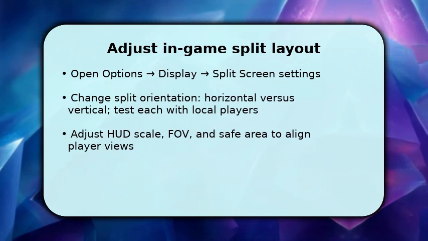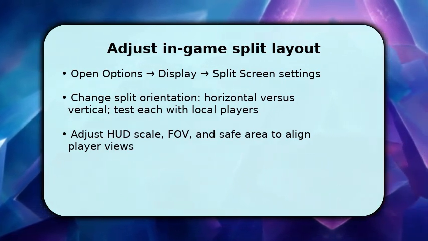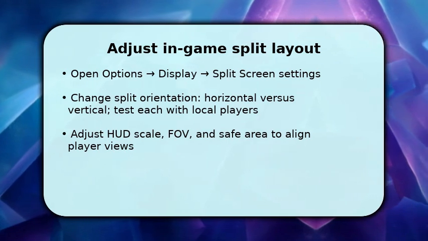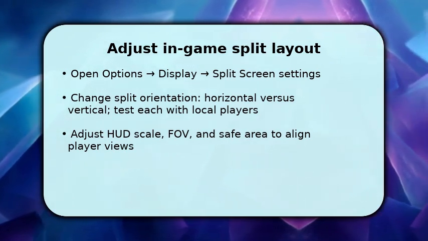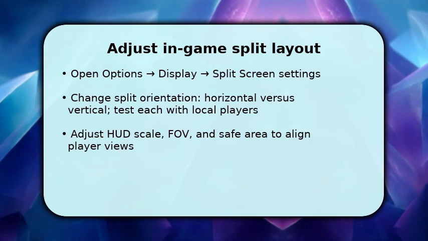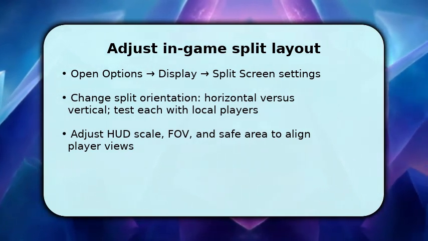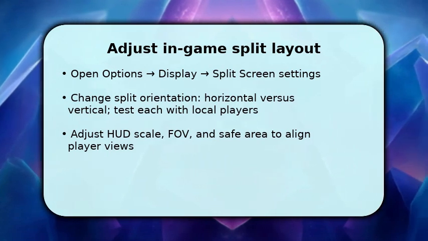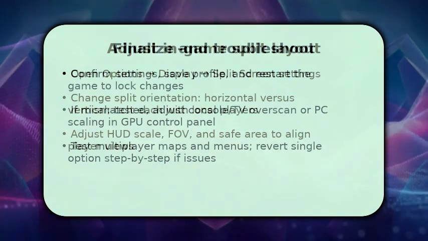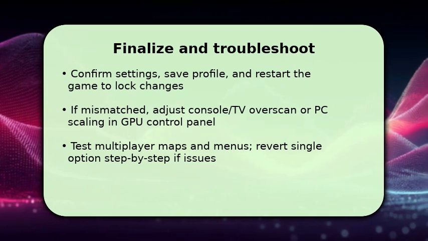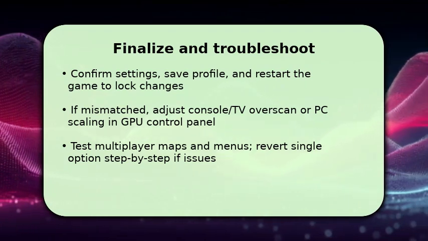Then, fine-tune HUD scale and field of view so important info isn't cut off. Reduce HUD by small increments and retest. Make sure safe area or overscan settings match your TV or monitor so both player views fit cleanly without stretching or black bars. Finish by saving your display profile and restarting the game to ensure settings stick.